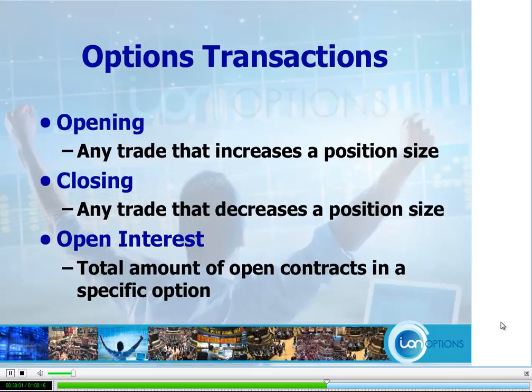If later I decide to buy 15 of them back, that would be a closing trade. Because if I was short 20 and I buy back 15, my new position is only short 5. I have decreased the size of the position. Thus, it's a closing trade. Everybody understand that?